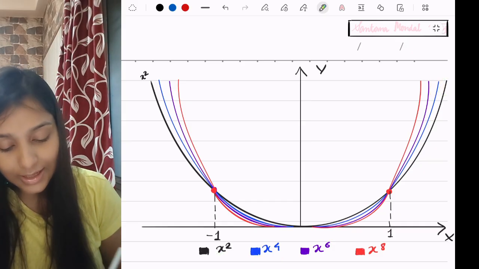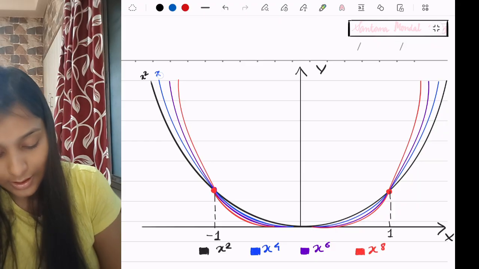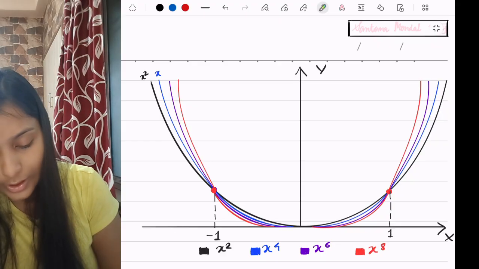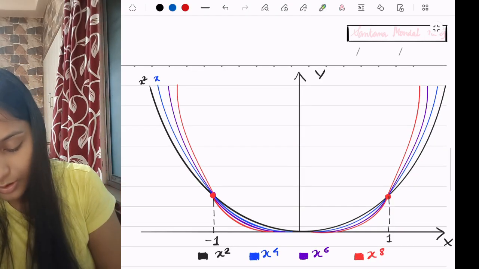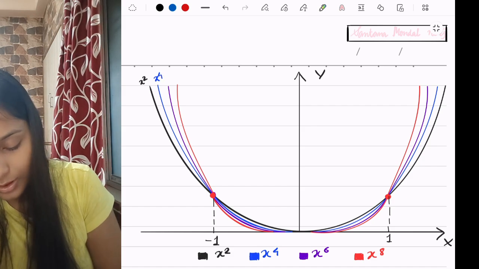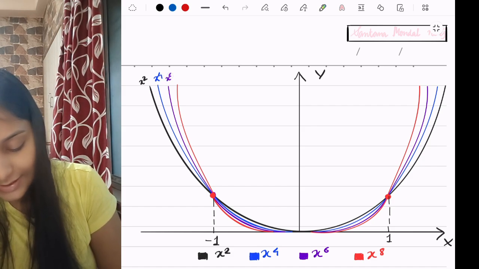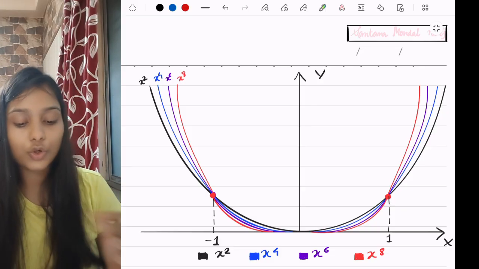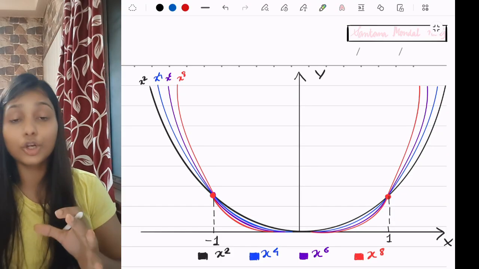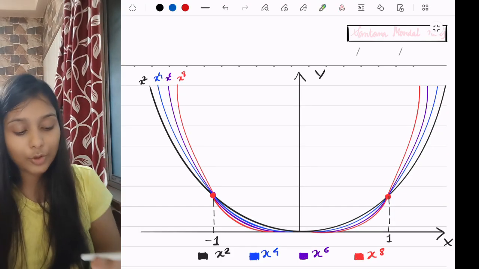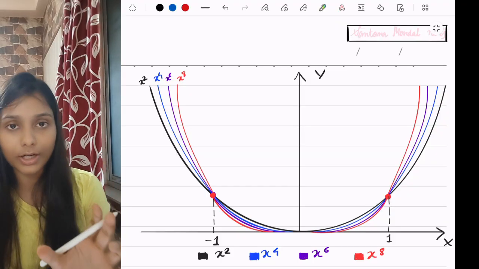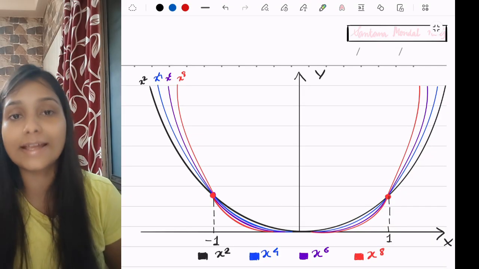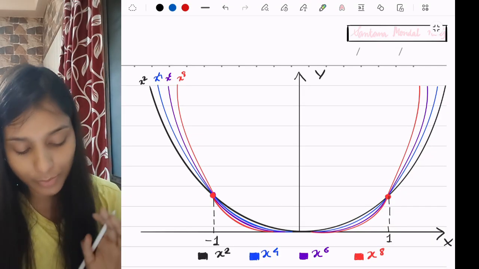And the same thing happens for the interval x less than minus 1, that means here. Let me write it: here it is x power 4, and here it is x power 6, and here it is x power 8. So this x power 2n function has two properties: in the minus 1 to 1 interval the function satisfies one property, and for greater than 1 or less than minus 1, the function satisfies the other property.